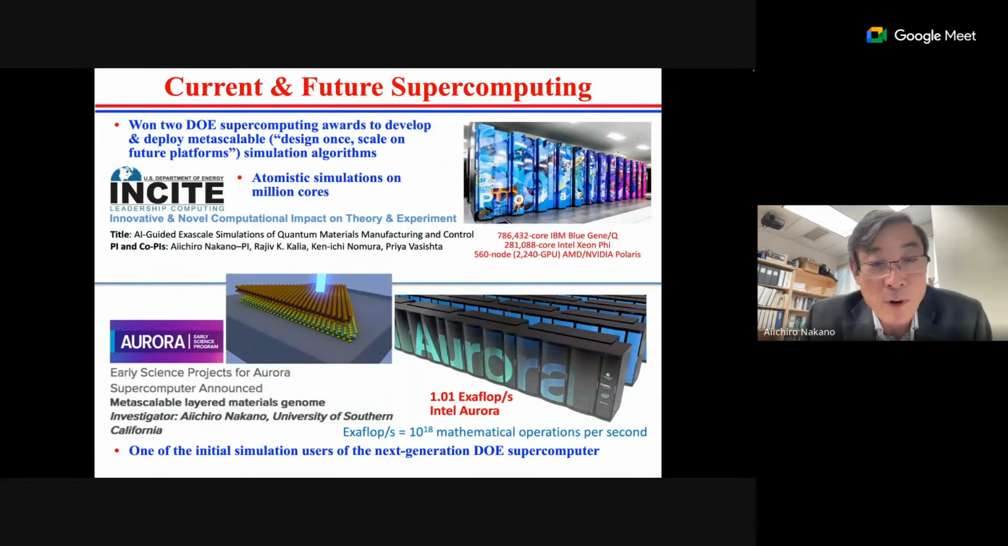So in order to deploy this DC-MESH non-adiabatic QMD on an exaflop computer, we have several DOE computing grants under the Aurora Early Science Program. And we are one of the initial simulation users of the two-exaflop-peak, and measured 1.01 exaflop, Intel Aurora. So exaflop means 10 to the power 18 floating point operations per second.